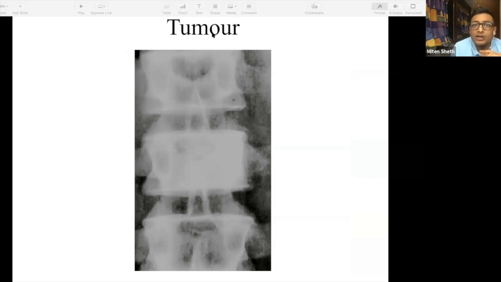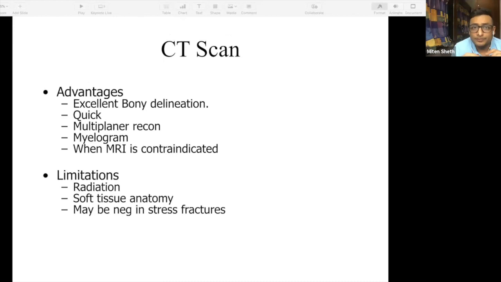And lastly, you can identify tumors on an X-ray. So when you have a tumor, a typical sign that you can see is called the winking owl sign, where the pedicle margins, which you are able to see on an AP view, completely go away. And that is basically what the winking owl sign is, so you get an idea just looking at an X-ray that there is some problem in the body. Okay, so that's all about X-ray.